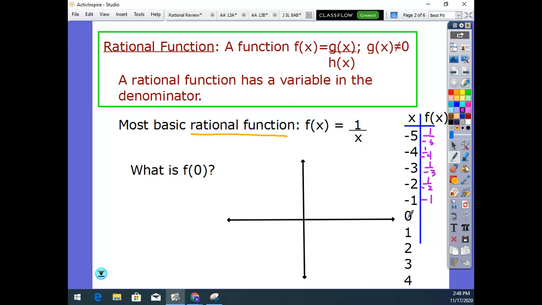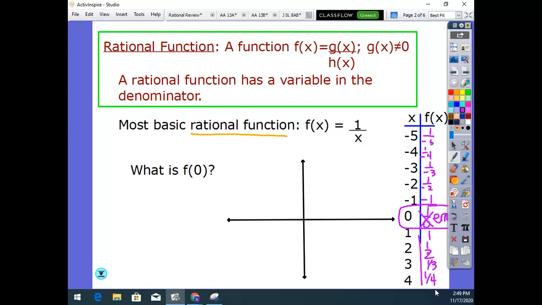Now, what happens when I plug 0 in? I get 1 over 0. Well, we can't do that. This is an error. That's going to be a key part of our lesson today: finding what x value makes us divide by 0. And then when I plug my positive values in, 1 over 1 is just 1. 1 over 2 is 1/2, 1/3, and 1/4.